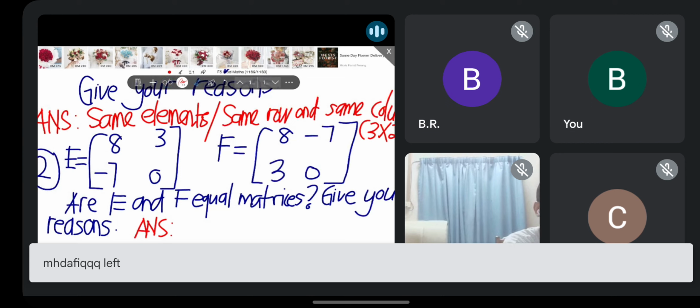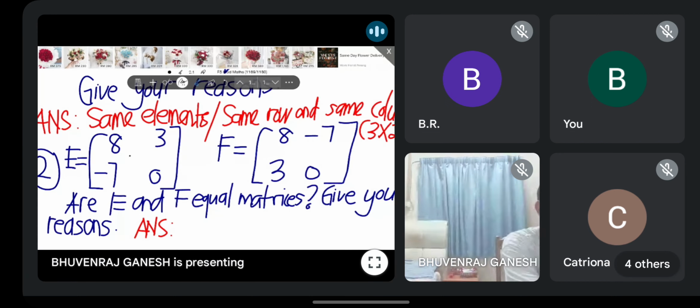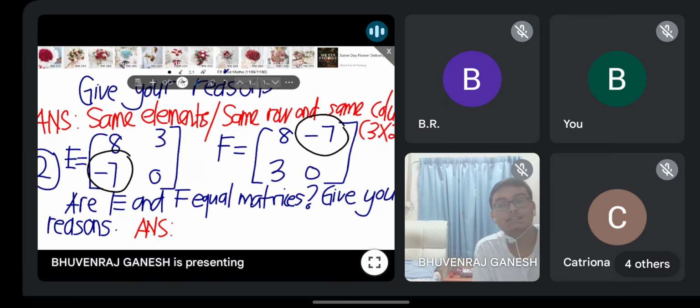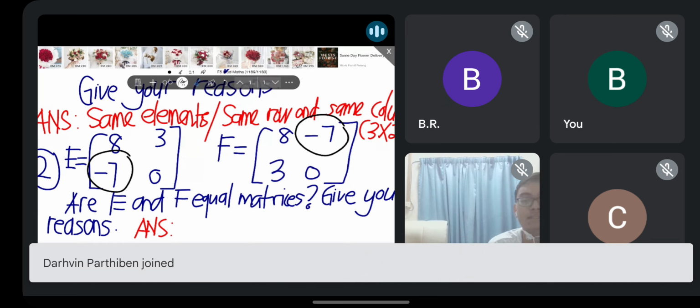So, guys, can you see over here? If you look at the question over here, is the position of number -7 the same? Okay, yes, actually the answer is no. Okay, the answer is not equal matrix. Okay, you know why, guys? Example, I take number 7.